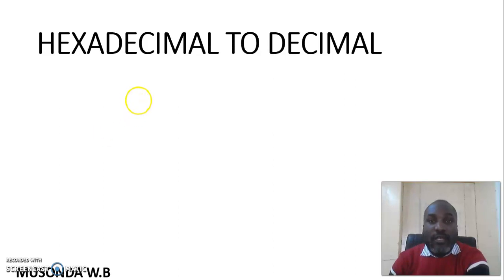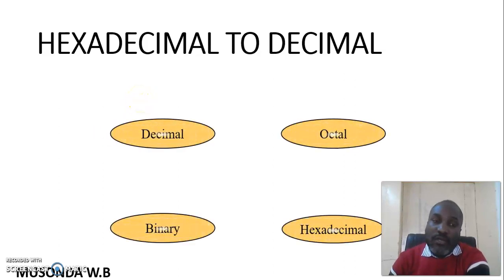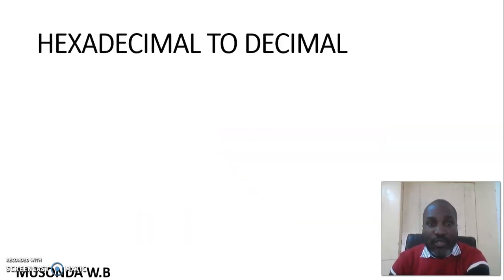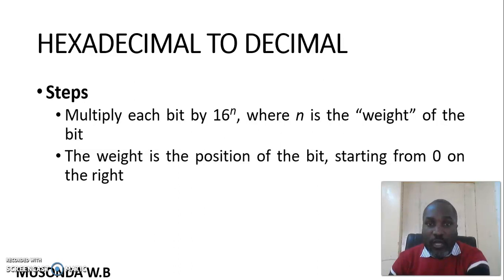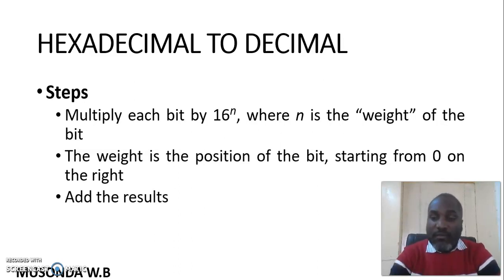Now, converting from hexadecimal is also the same as we did with the other number systems, but this time we are dealing with 16 raised to the power n, where n is the weight. Now, we also have to explain that under the hexadecimal number system, we have numbers that move from 0 to 9, and after 9, the next numbers are letters. In this case, it becomes A up to F.